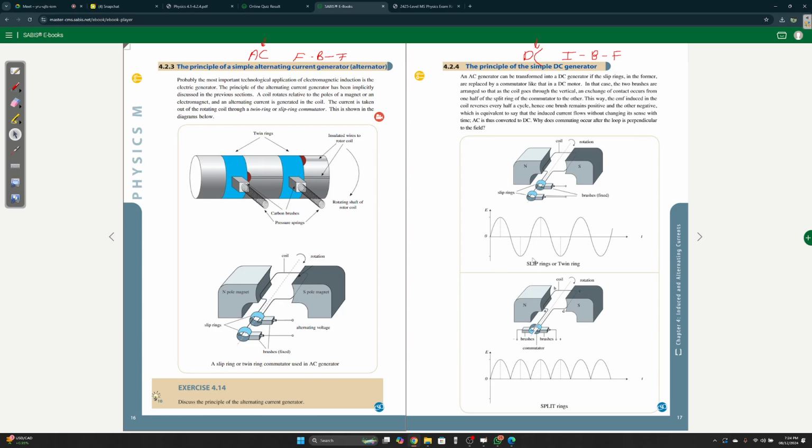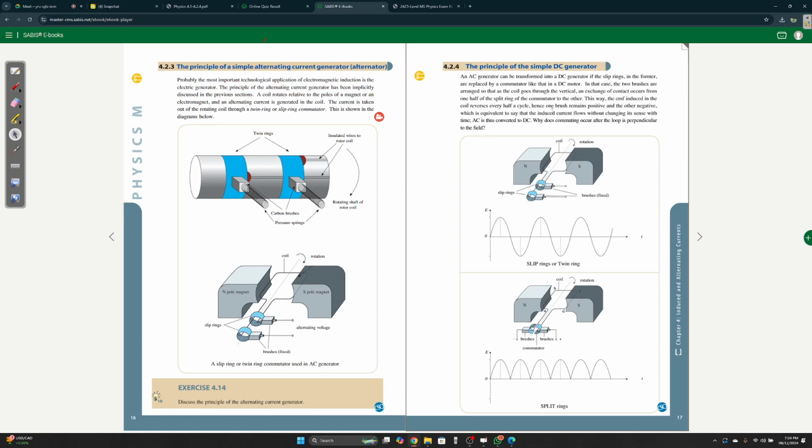Very easy. Instead of having a split ring commutator, we have two slip rings that just take this induced current and take it outside. And I can't really think of anything else that I can add. Some questions, you're going to see questions where you have to use, for example, T is equal to 1 over F. This is normal. You're going to see these types of things. But let's continue. The principle of a simple DC, it's very easy.